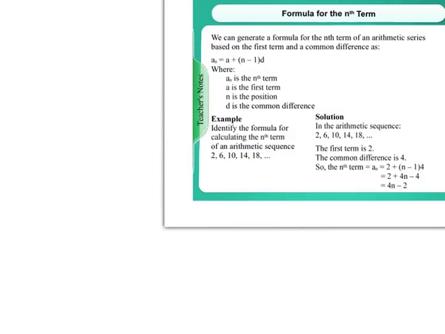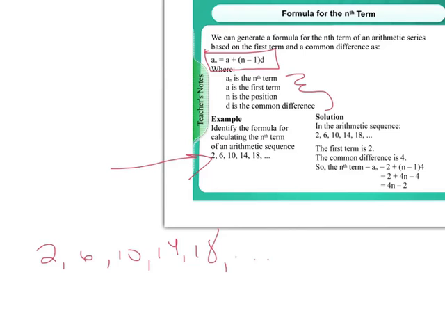So recall that when we're dealing with arithmetic sequences that we should use this formula where a sub n is the nth term, a is the first term, n is the position, and d is the common difference. So if we were to look at this example, we have 2, 6, 10, 14, 18, and so on. We know right away that a is our first term, so a is equal to 2. We also can see that to get from the first term to the second term we add 4, to get from the second term to the third term we add 4, and so forth. So our common difference is going to be 4.